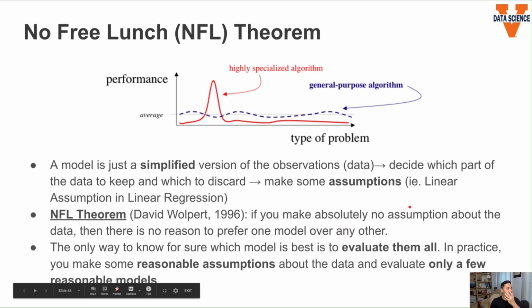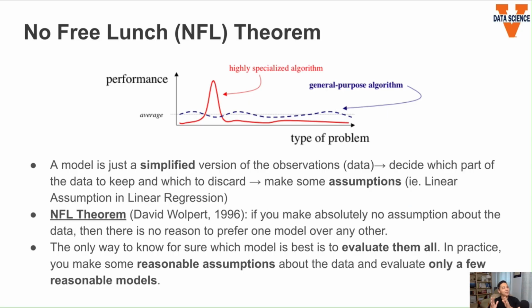David Wolpert in 1996 came up with the NFL theorem, or No Free Lunch theorem, which says that if you make absolutely no assumption about the data, then there's no reason whatsoever to prefer one model over the others. Right? The only reason a model works is that you make some assumptions, right?